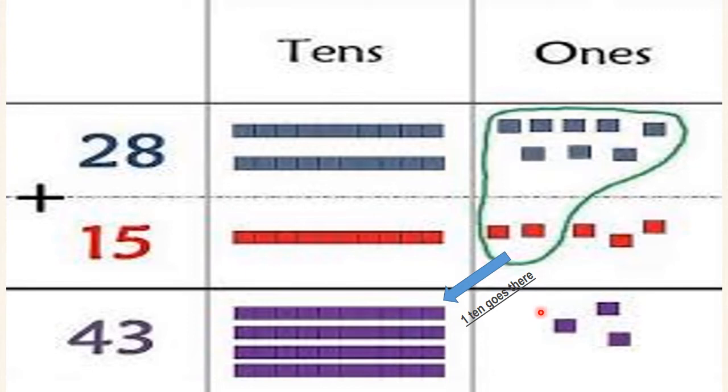Okay, so I've got 3 ones here, and let's add the tens together. 2 tens plus 1 ten plus 1 extra ten from the ones. So how many tens? 1, 2, 3 and 4 tens. So what is the final number? 4 tens and 3 ones, which make 43.